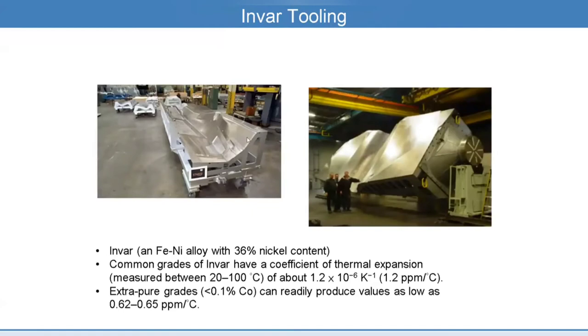Here's an example of an Invar tool. Invar has a low coefficient of thermal expansion, which makes it a good application to be using for draping composites. Here, you can see there's a high-performance part tooling. High-performance tooling is expensive. Invar is a very expensive material. 36% nickel content, and there are various common grades of Invar, but the point is that the thermal expansion is fairly low. And then, you can look at other grades as well.